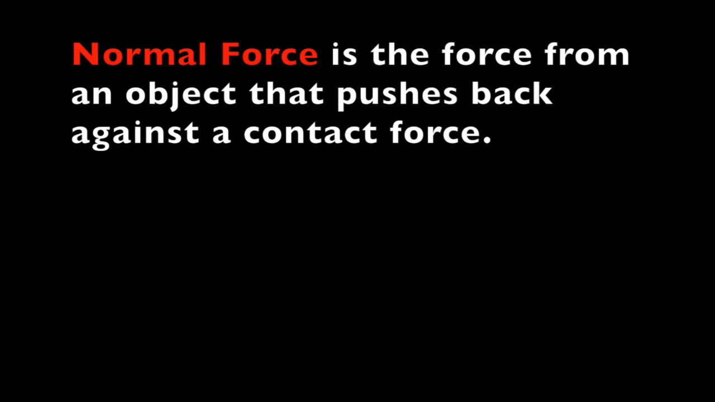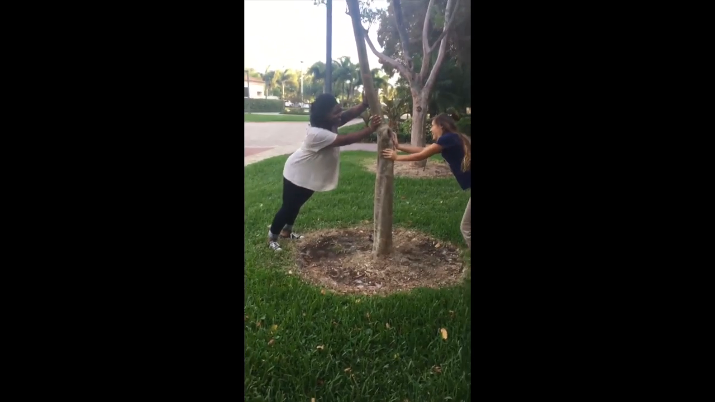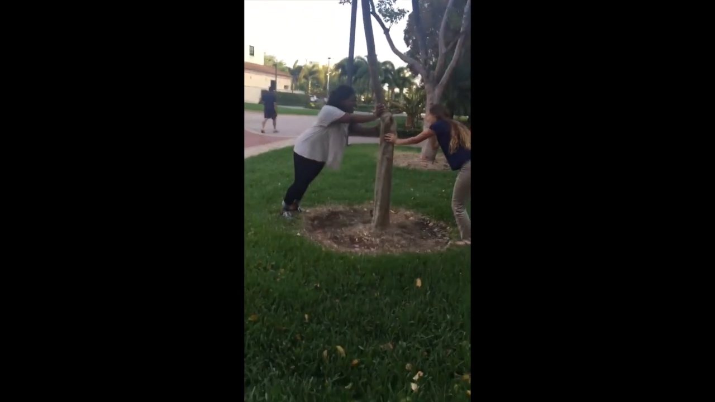Normal force is the easiest force. It's what happens when an object pushes against the contact force. So watch as they push up against the tree. The force pushes back, as you can see.